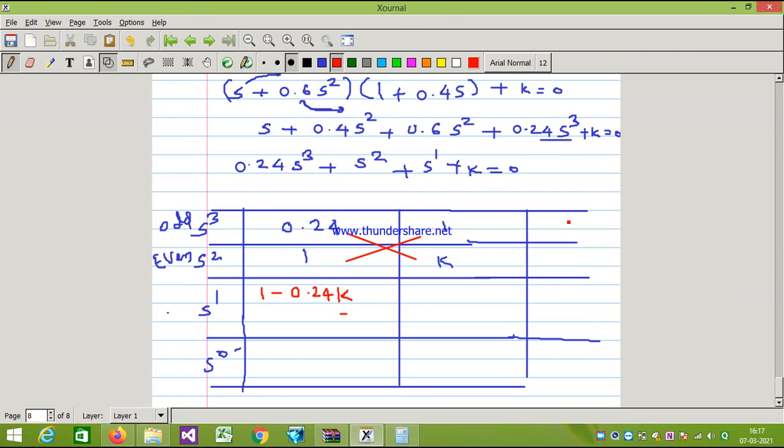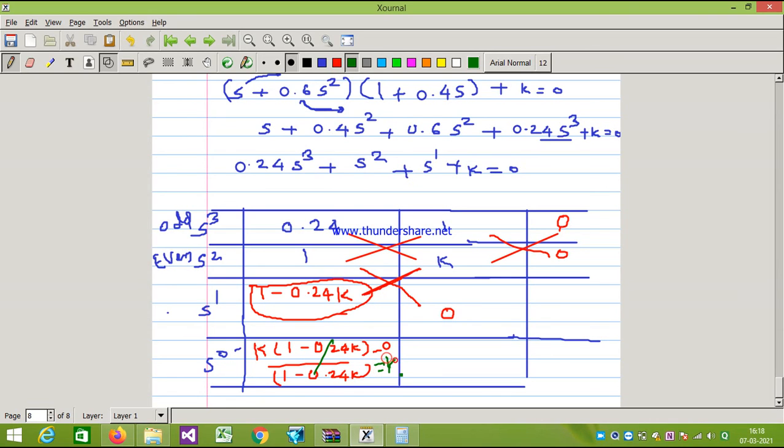Okay. Now this is the 0, this is the 0. So this into this, 0 into 0, it becomes 0. Now for this, cross multiply with this. So K into (1 minus 0.24K), divided by (1 minus 0.24K). What are we doing here? See, this into this, so K into this, 1 into 0, it becomes 0, and divided by this term. So here can we cancel it out? See, both brackets are the same here, so K is the answer here. Now this into 0, so it becomes 0.